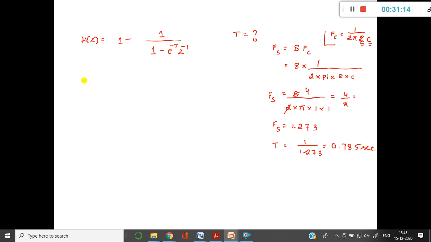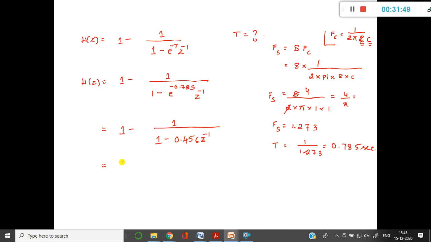Put this here. So therefore h of z is equal to 1 minus 1 divided by 1 minus e to the power of minus 0.785 z inverse. Put this value here. 1 minus 1 divided by 0.56. 1 minus what? Point. Am I right? Okay.